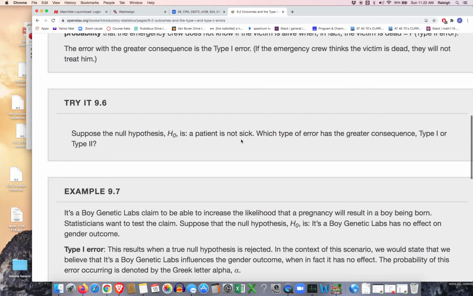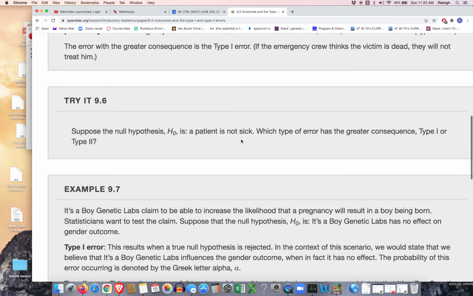We think the person is not sick. We think they're basically well, but they really are sick. So instead of getting the medicine they need, they're not getting it because we're overconfident in them. So the type 2, once again, right now, is a bigger problem.